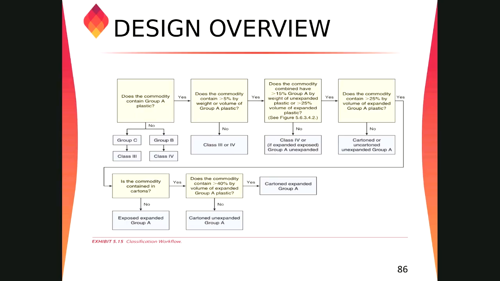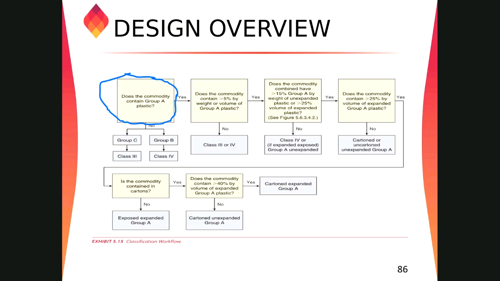So the first question you have to ask is: does those commodities contain group A plastics, right? If your warehouse storage area is going to take group A plastics, then we have to go to the next step, this one. If no, then we have to go to group C plastic. You have to ask yourself whether it's group C plastics or group B plastics.